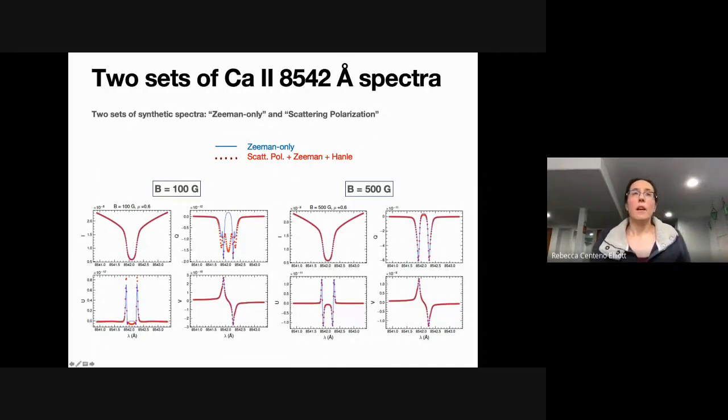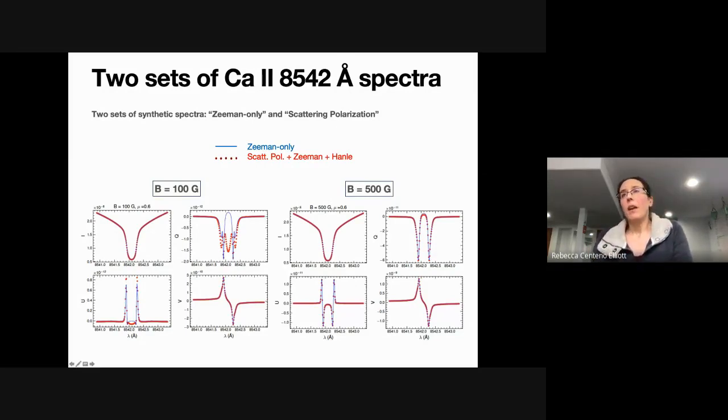On the left, Stokes I, Q, U, and V for a magnetic field of 100 Gauss, and the 2 calculations, the scattering polarization in red, the Zeeman-only case in blue. These are the synthetic spectra calculated with Hanle RT. But you can see that if you look at Stokes Q in particular, there's a big difference between the full calculation and the Zeeman-only case. And this is because we're still in a regime of field strengths where the scattering polarization signal and the Zeeman signal are comparable in magnitude.